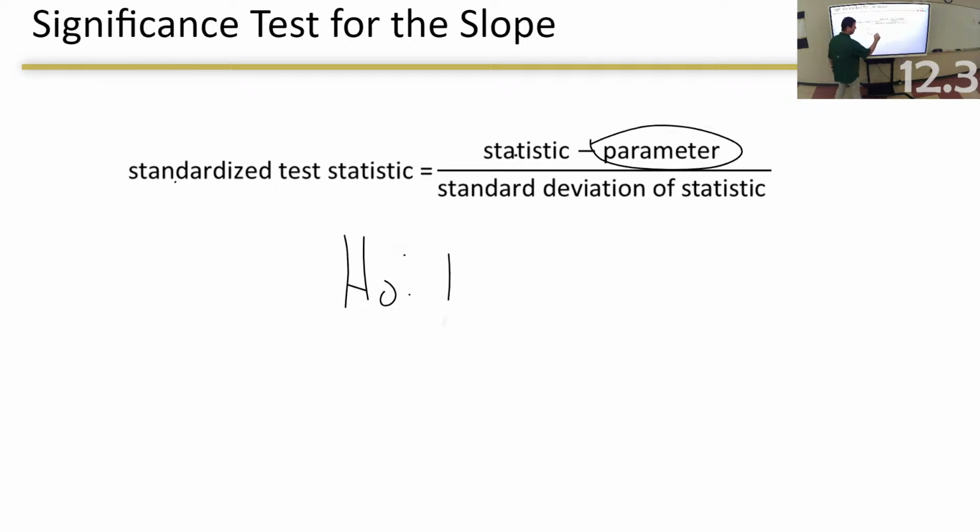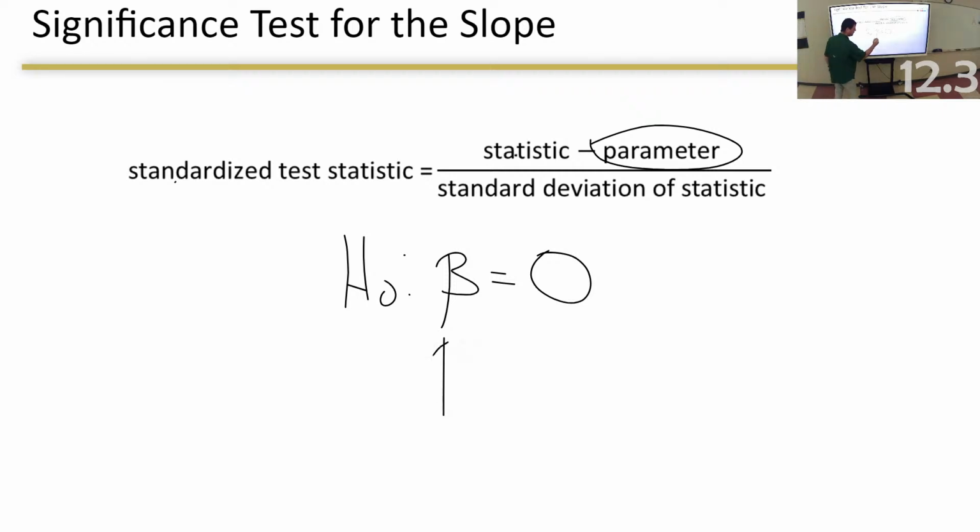Ho, beta equals 0 most of the time. Most of the time, beta, the slope, is 0. We assume, listen to me, there is no relationship. If there's no relationship, then the slope will be 0.